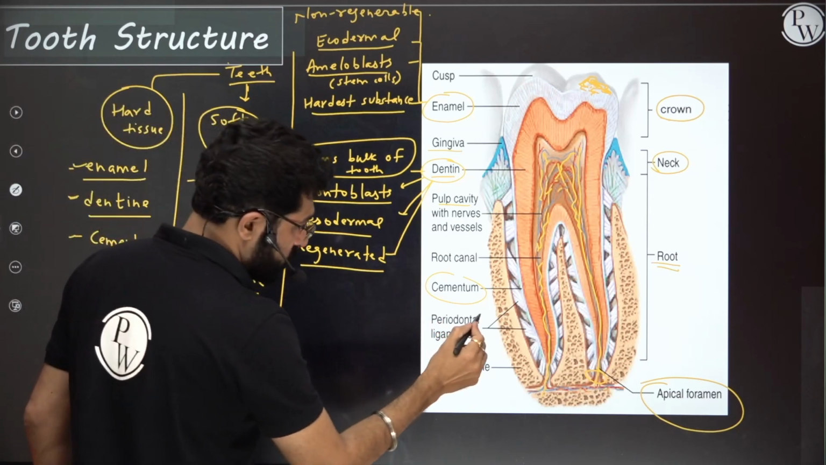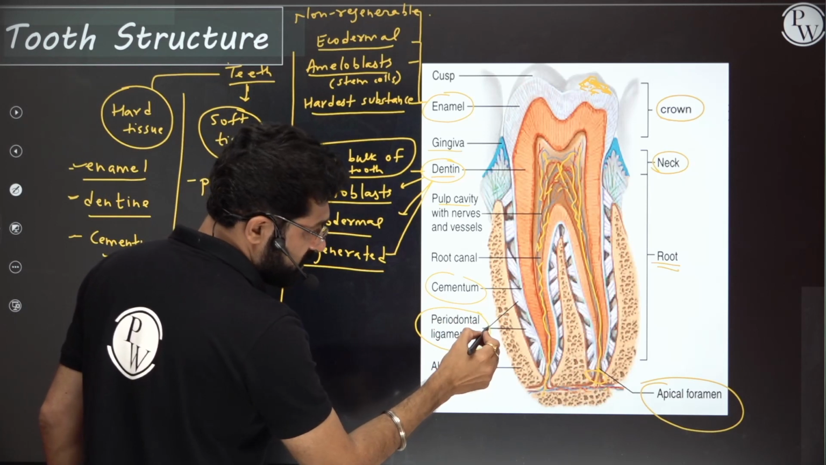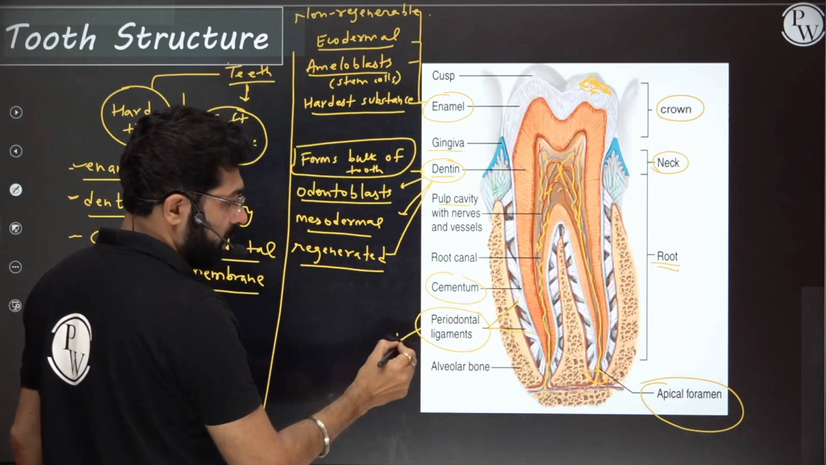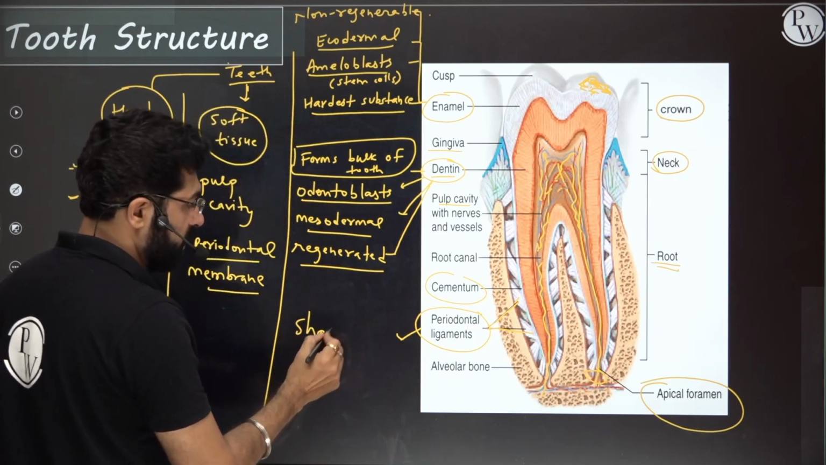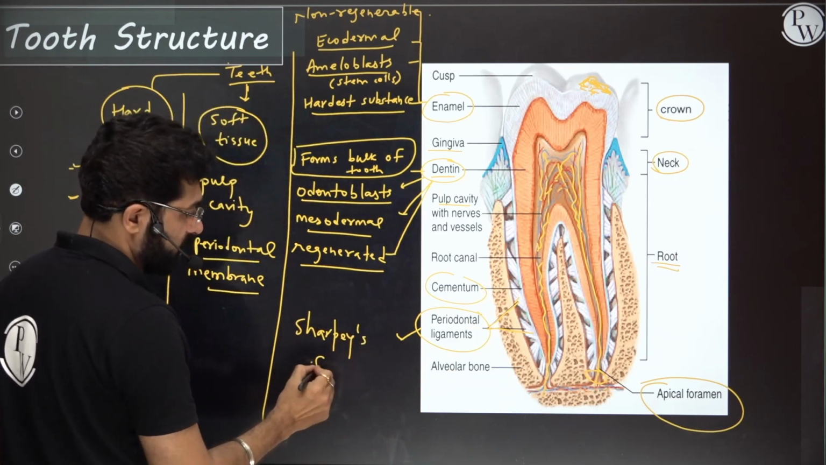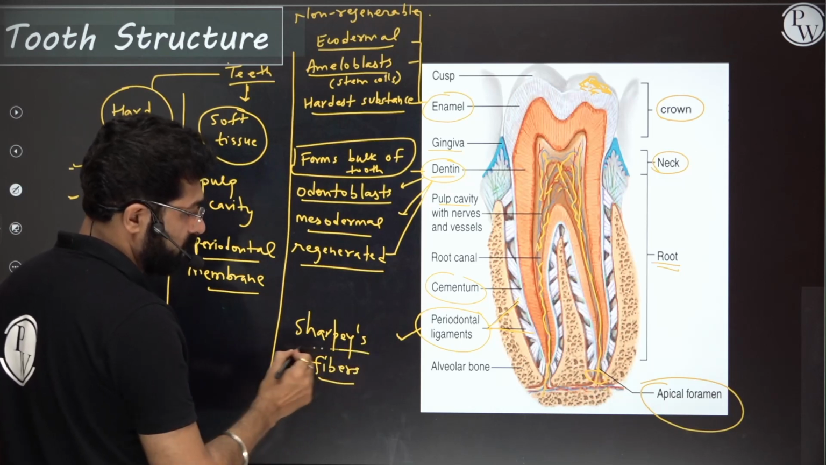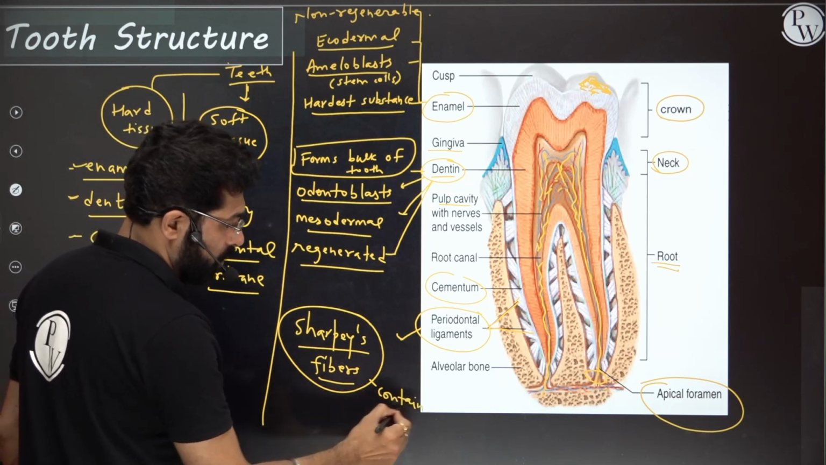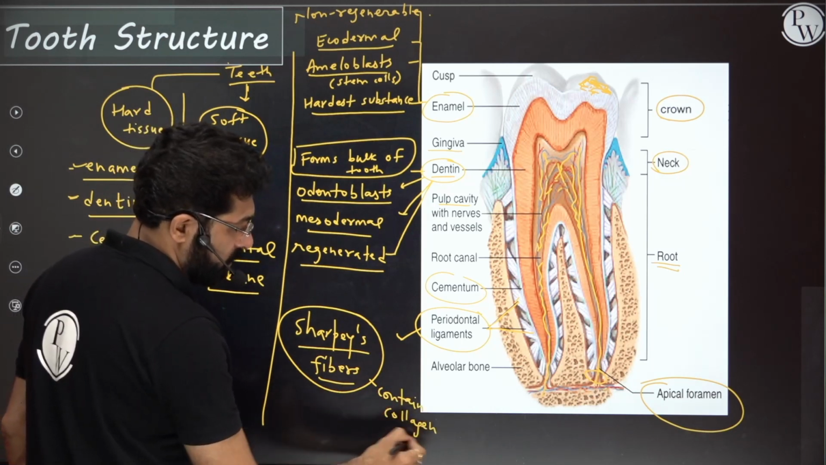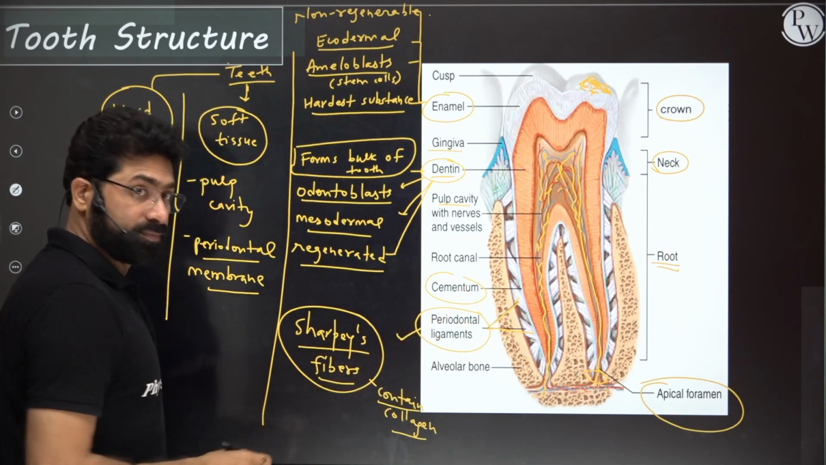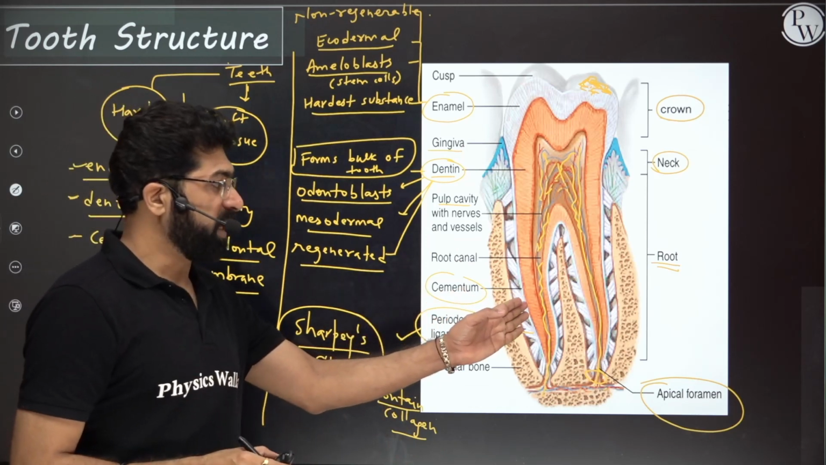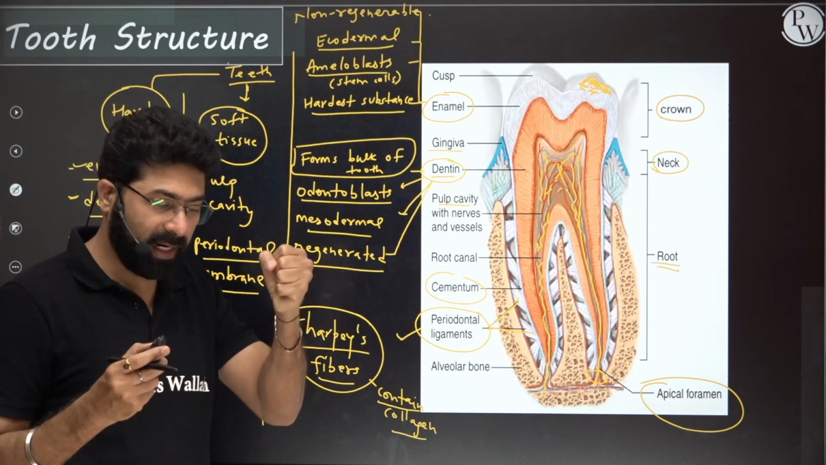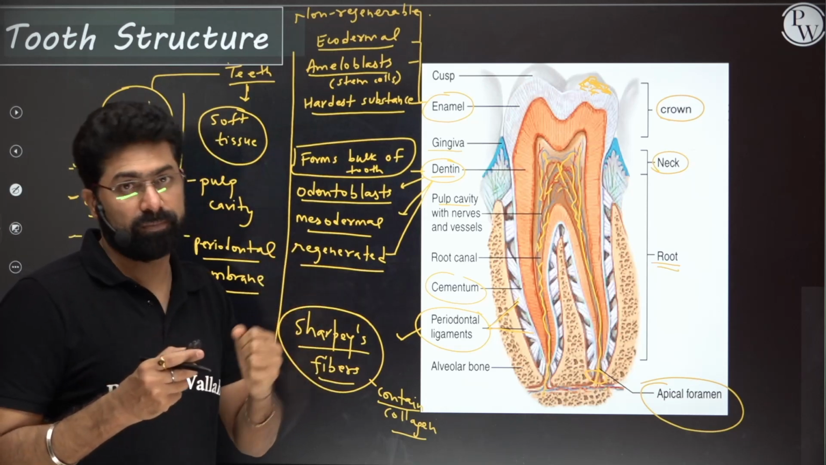Moreover, one last point you see, periodontal ligaments. You can see here some whitish color structures. These whitish color structures are actually the Sharpey's fibers, which are a component of the periodontal ligaments, and they contain collagen. These hold the tooth. They are attaching the cementum and the bone of the tooth together so that the tooth stays fixed at this position.